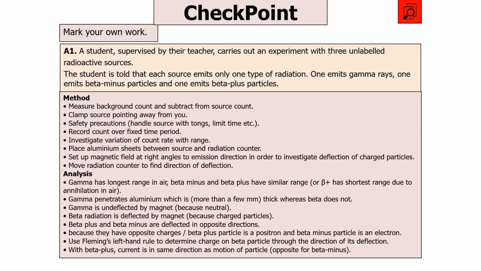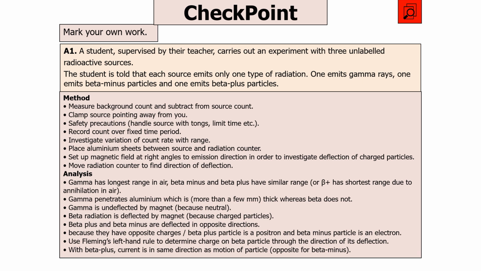You could place aluminium sheets between the source and the radiation counter. You could then set up magnetic fields at right angles to the emission direction to investigate if they deflect as charged particles, or you can move the radiation counter to find the direction of the deflection.